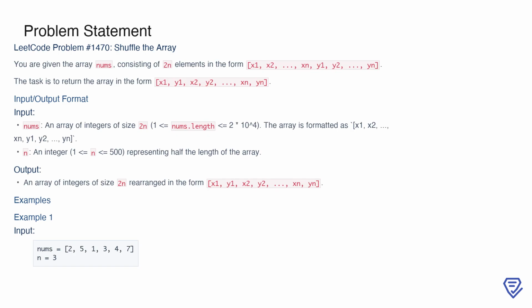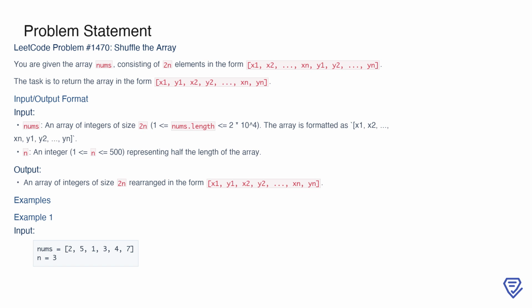In this problem, you are given an array called nums that contains 2n elements. These elements are organized such that the first n elements represent one group, x1, x2, ..., xn, and the next n elements represent another group, y1, y2, ..., yn. The task is to rearrange the array so that elements from these two groups are interleaved. Specifically, the array should be returned in the format x1, y1, x2, y2, ..., xn, yn.